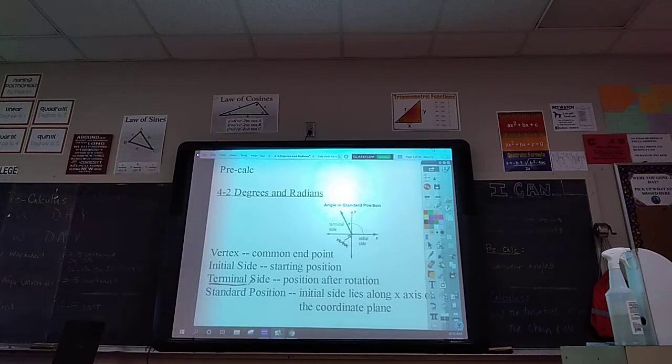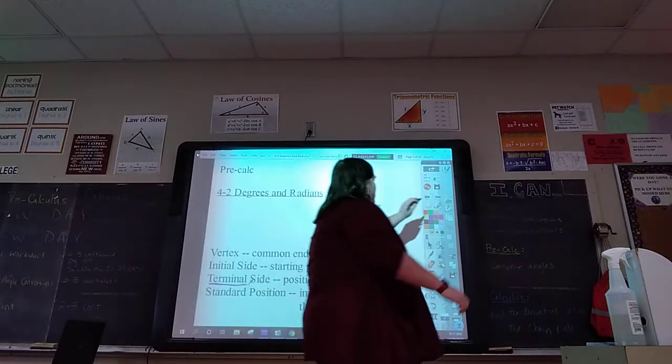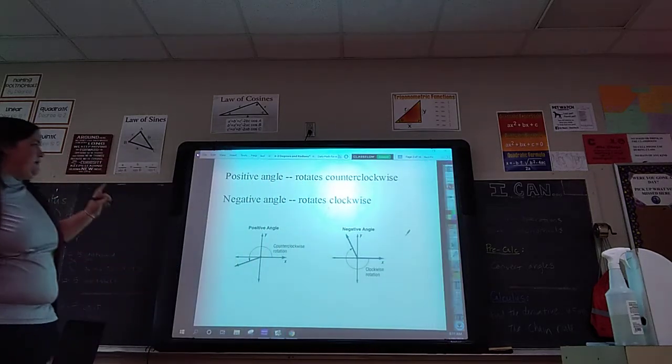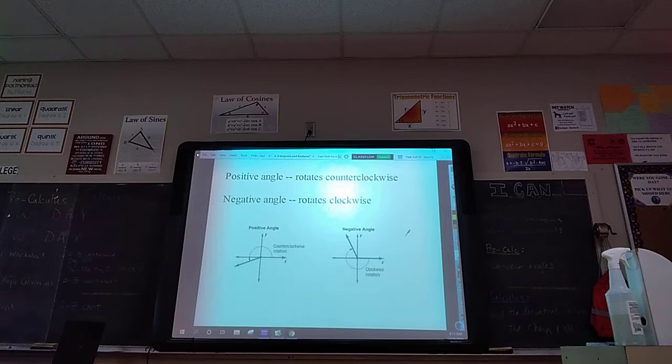So initial side doesn't change. It's always across that positive half of the x-axis, but the terminal side where the angle stops will change depending on what angle we're talking about. So then a couple more vocab things. Like I said, typically we work with positive angles, and that rotation for our angle is a counterclockwise rotation from that initial side.